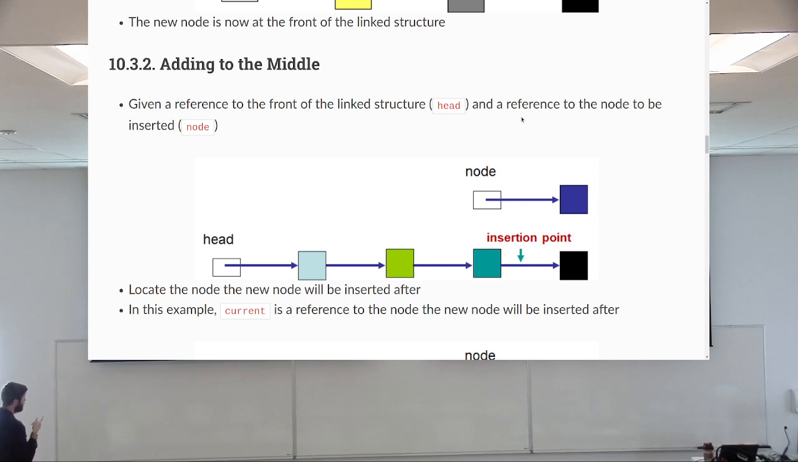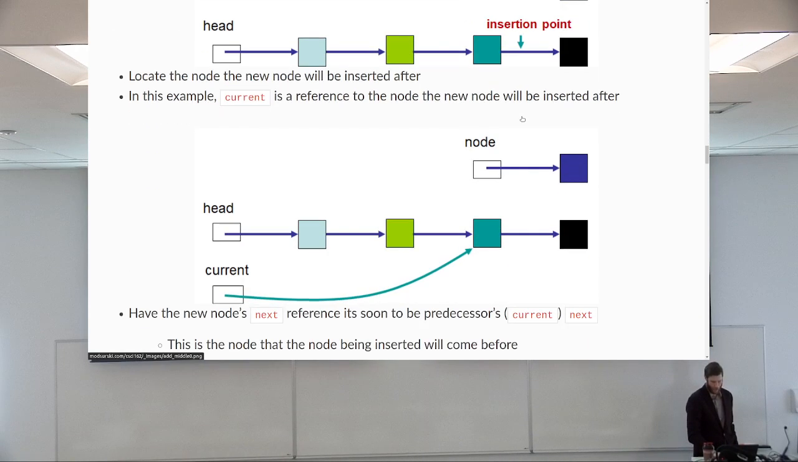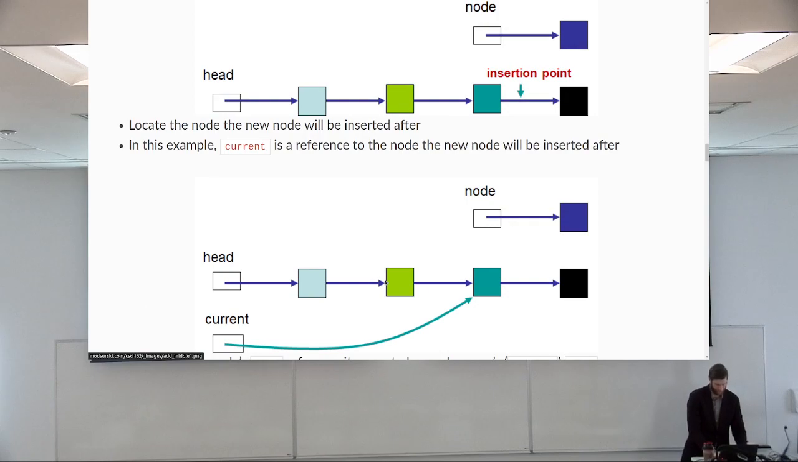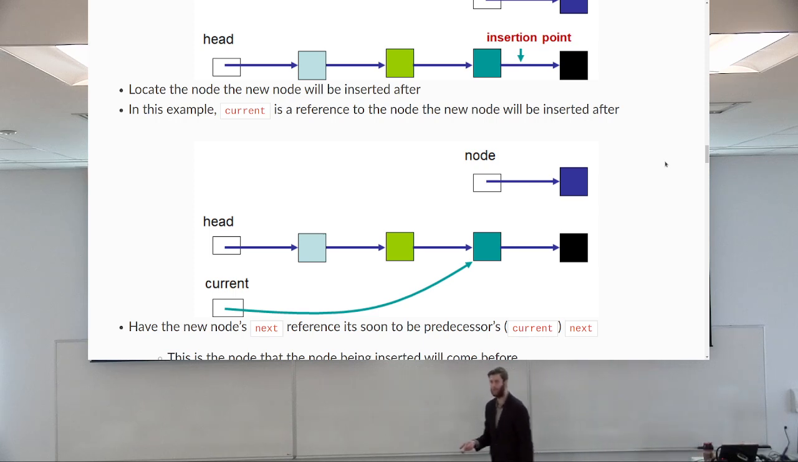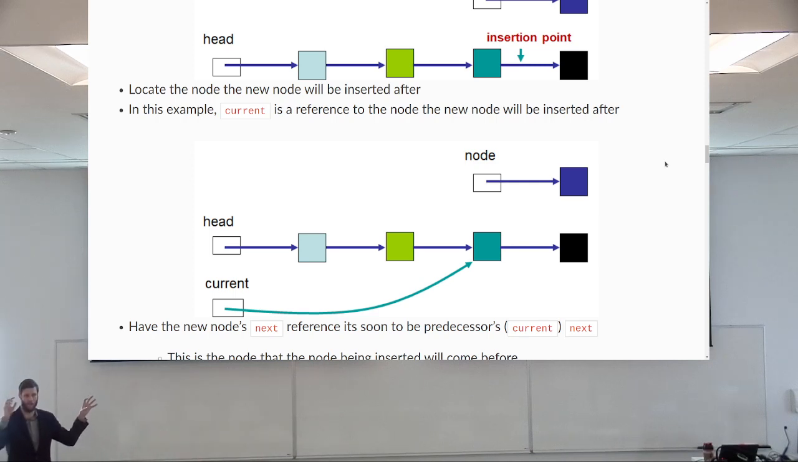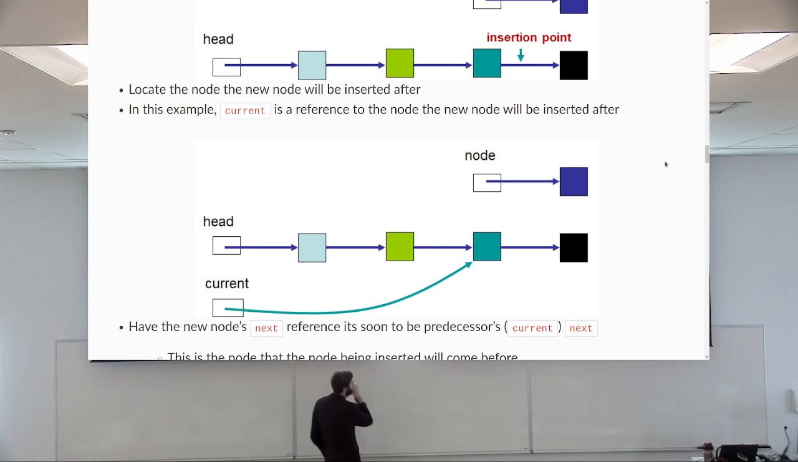And right now, I have head and node. Actually here, I'm going to jump ahead and say, let's say we are in this state here. Where I have head, I've got current, where current is the node that I want the new node to come immediately after. So we found the insertion point. We have a reference to node, a reference to current, which is the node that node is supposed to come immediately after, and a reference to head, but the reference to head is not going to be helpful for this stage. Take a moment and think, how would I insert that there?